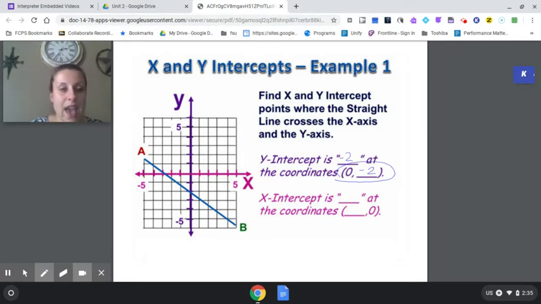Taking a look at the X-axis, we want to figure out where does the line touch that X-axis. So taking a look, we have to move left 1, 2, 3 to get to that point where it touches the X-axis. So our X-intercept is at negative 3. And the coordinate, we move left 3 and up or down 0. So our coordinate is negative 3, 0.